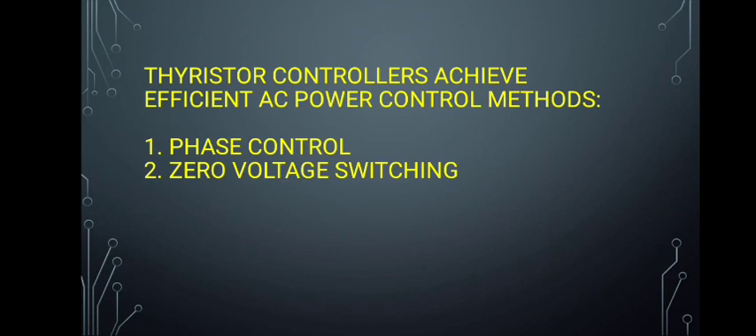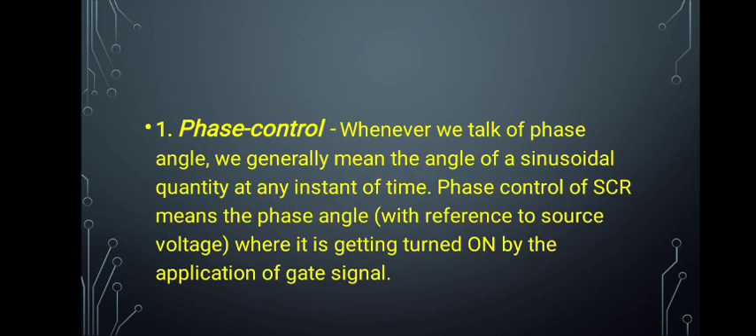Thyristor controllers achieve efficient AC power control by two methods. Number 1, phase control. Number 2, zero voltage switching. Number 1, what is a phase control? Whenever we talk of phase angle, we generally mean the angle of a sinusoidal quantity at any instant of time. Phase control of SCR means the phase angle with reference to source voltage, where it is turned on by the application of a gate signal.